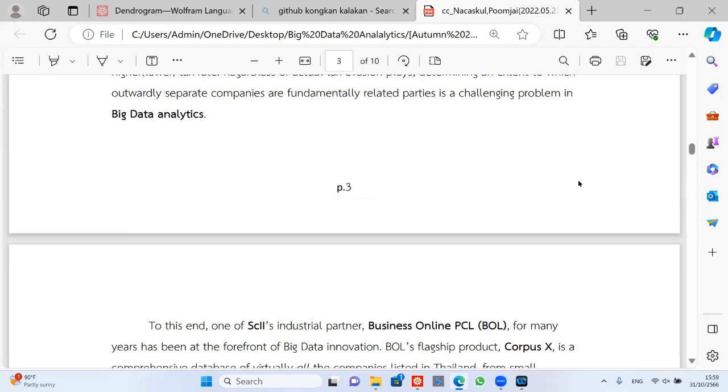The thing is, you want to know if companies that look like separate companies are, in fact, on a conglomerate basis, very closely tied. If they're closely tied, they can use the supply chain within them to hide profit. Okay? It's a very simple concept.